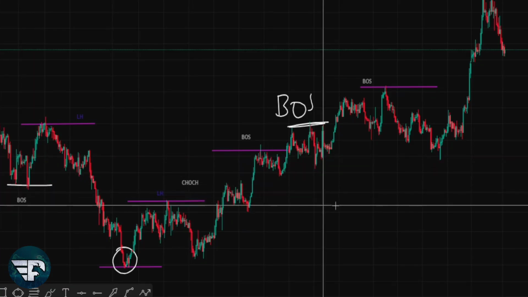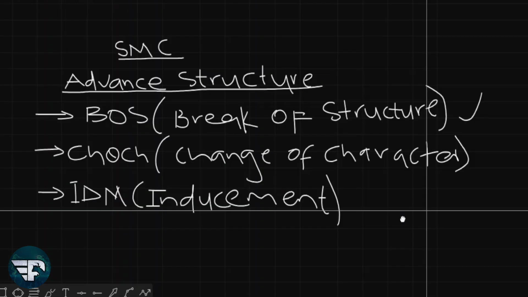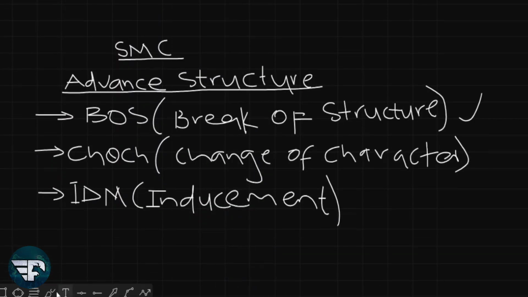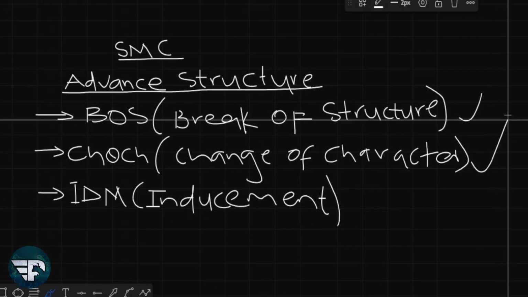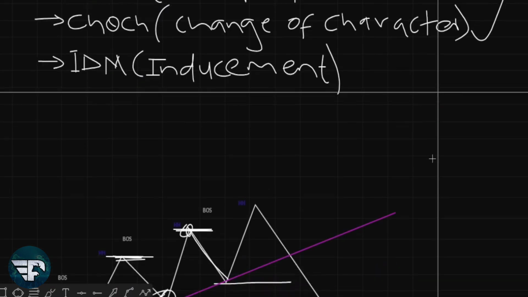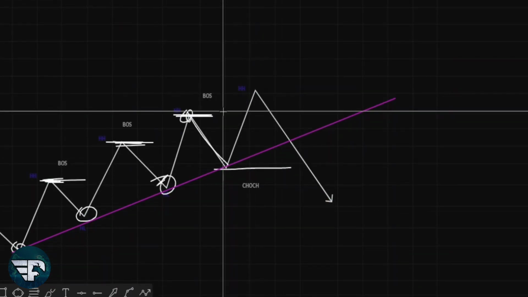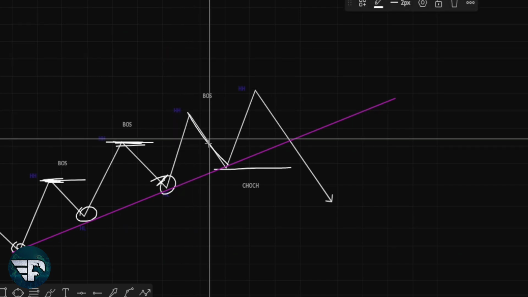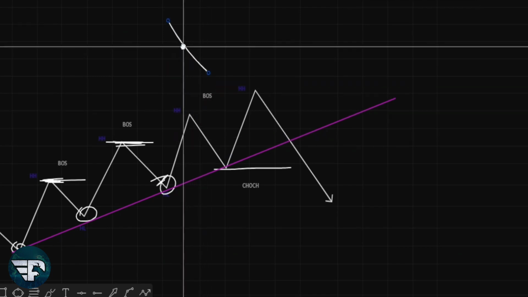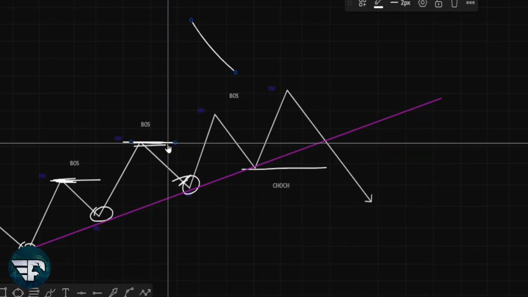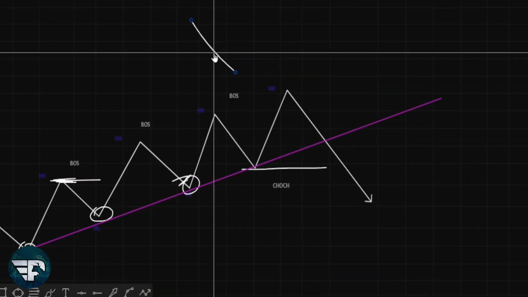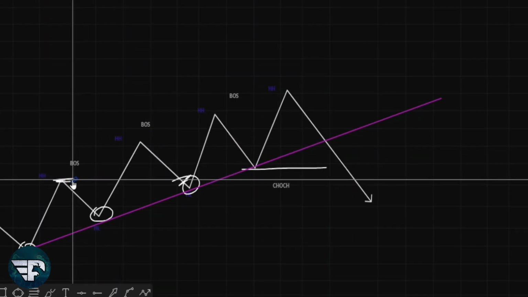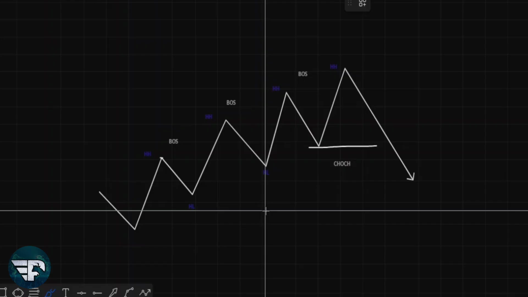Now let's move to the next one, which is change of character. So we are done with the break of structure. Now we come to the next one, which is change of character. What is it and how does it appear or behave in the market, and how can we use it to our advantage and use it to make money? So let me take these ones out so that the chart will be clean, then we know how to go by this approach. So this is how change of character behaves.